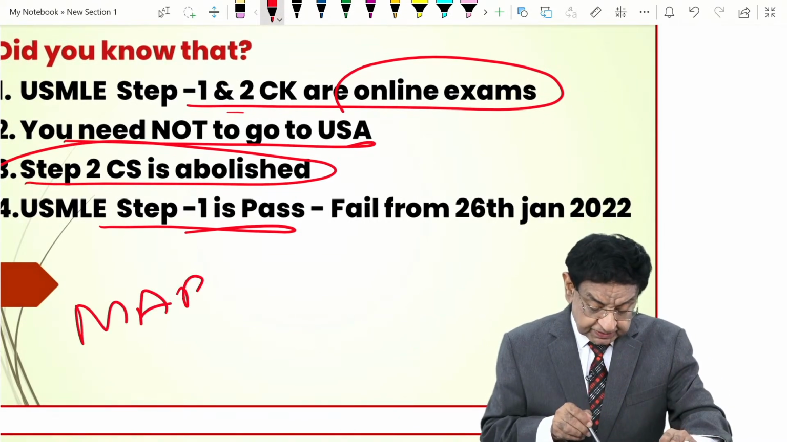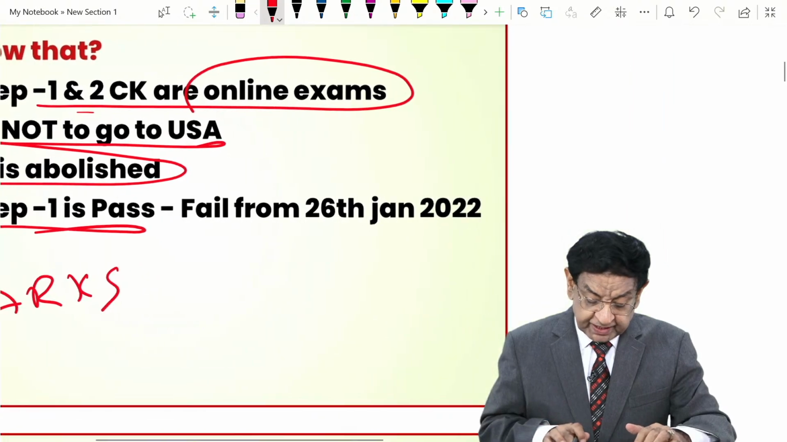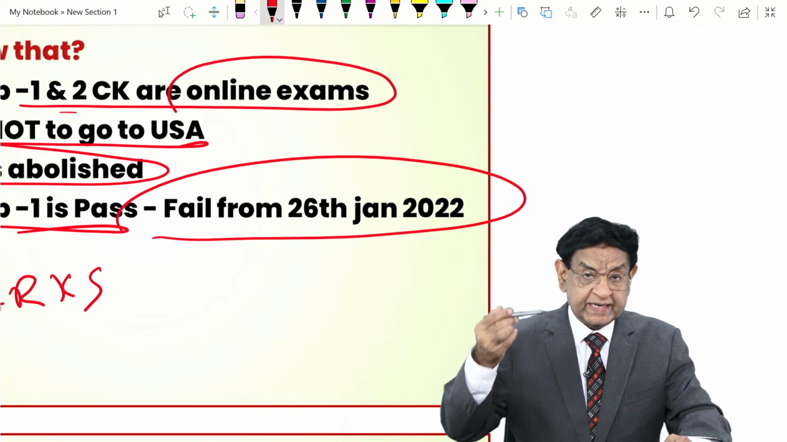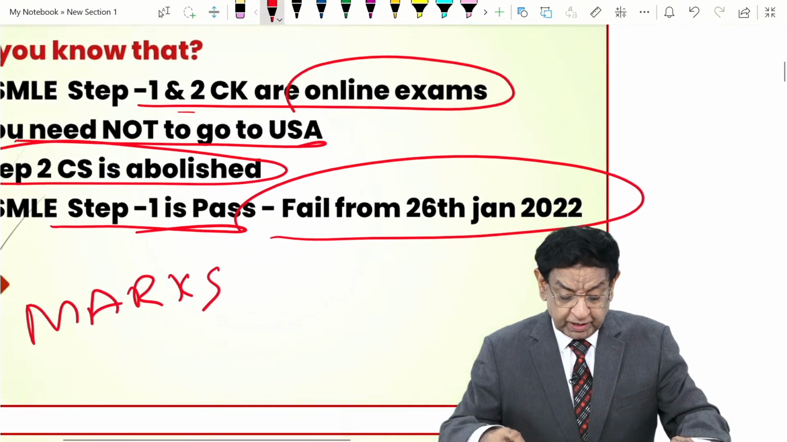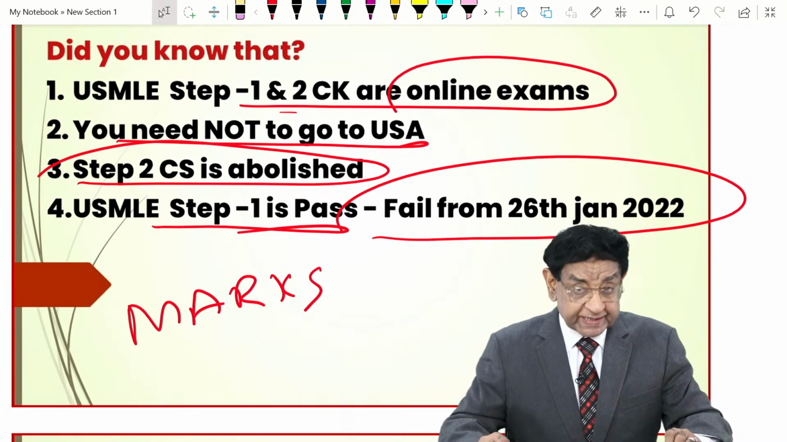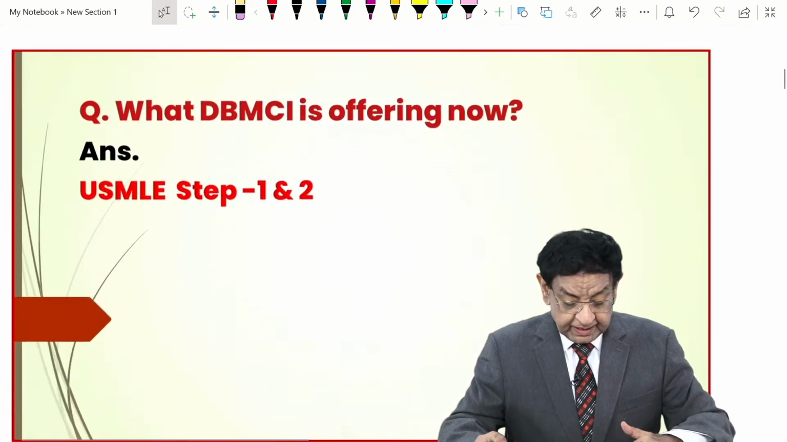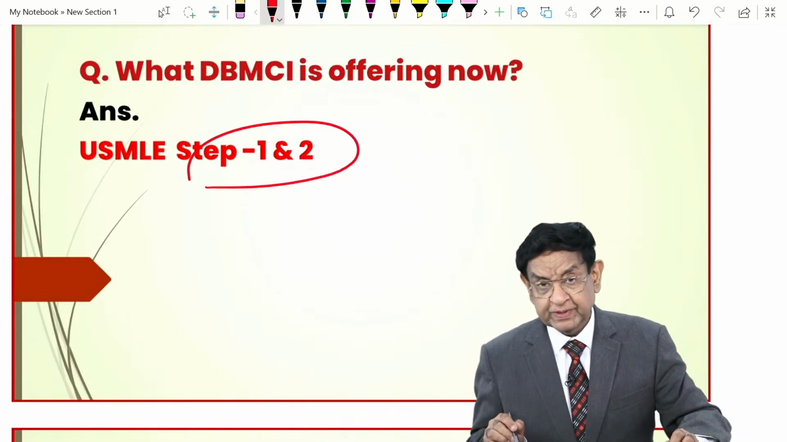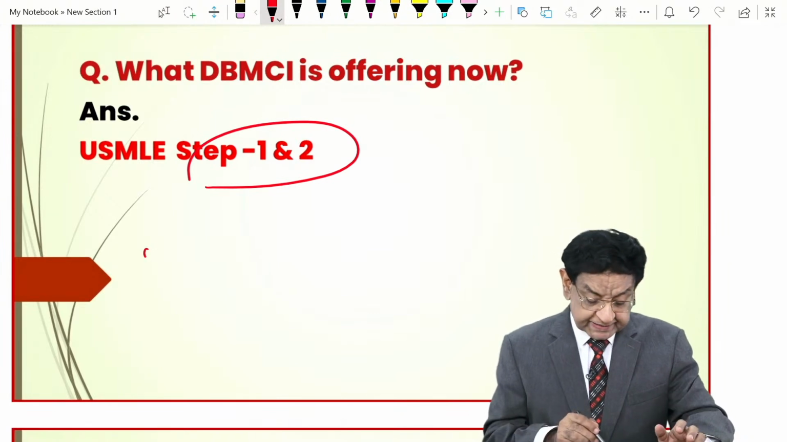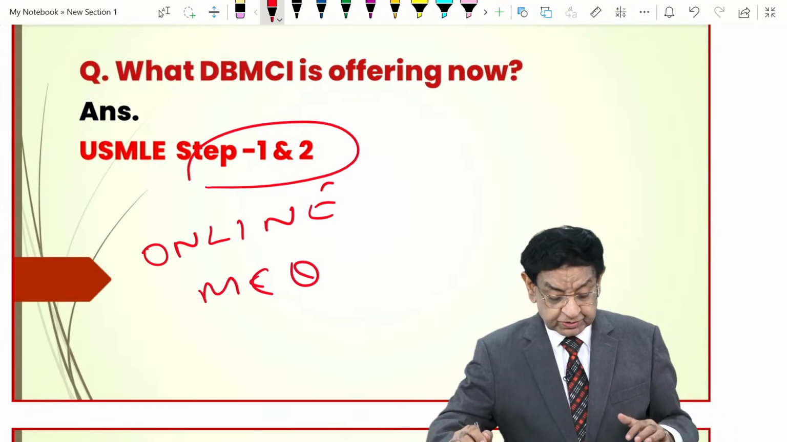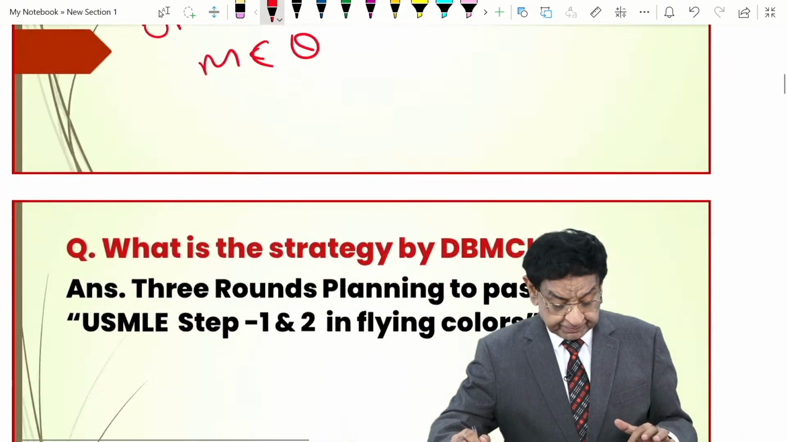There were marks for this also, but now it is pass-fail. This was changed from 26 January 2022. Why? As I told you, they want more and more doctors to come to USA, so they are making it easier. Now what we have for you: we can prepare you for Step 1 and Step 2. Both are online exams, MCQ based, and I'll talk a little more about that later on. So we will train you for Step 1 and Step 2.